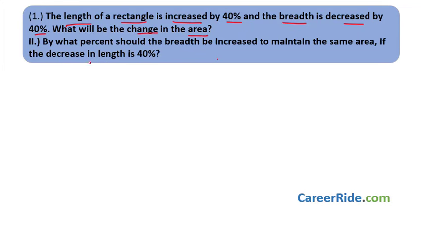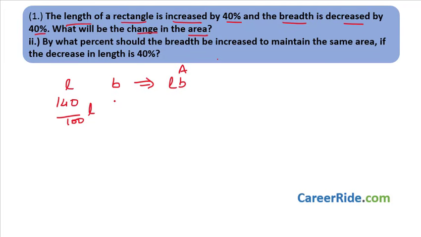So let's see. In the original rectangle, let the length be L and let the breadth be B. So what will be the area? The area will become length into breadth, right? This is the original area. Now in the changed case, first what happens? Here the length is increased by 40%. So it becomes 140 upon 100. This is how you write the percentages, right? So 140% of the original length.